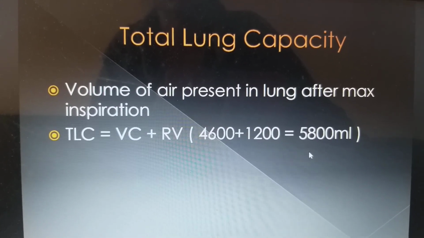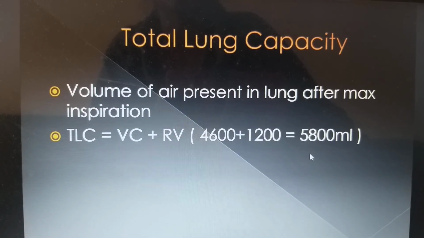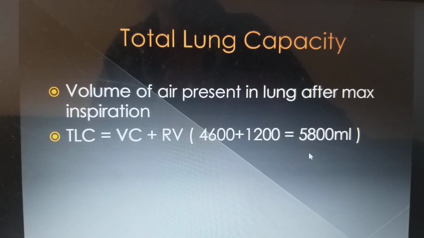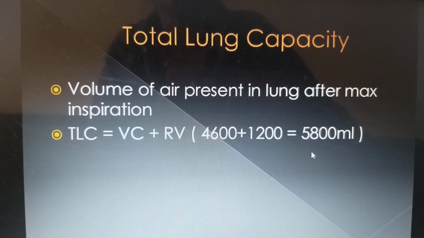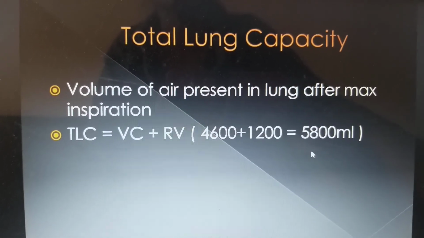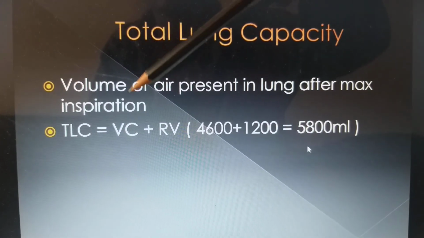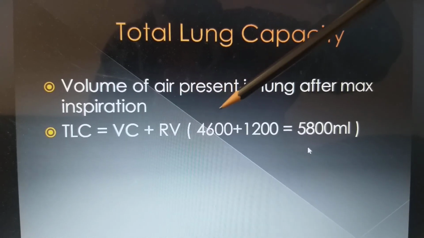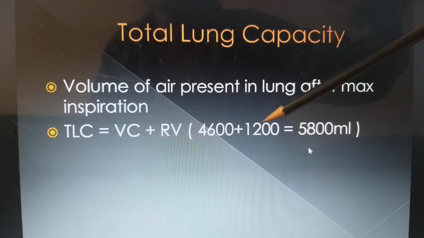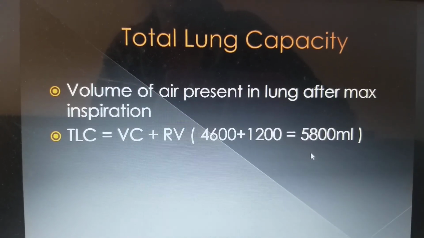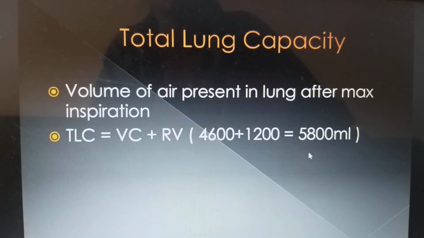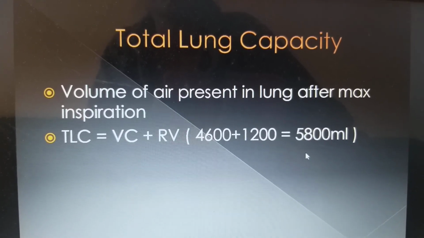Total lung capacity. The volume of air present in the lungs after maximum inspiration we call total lung capacity. Total lung capacity is equal to vital capacity plus residual volume. So that is 4600 plus 1200. That is 5800 ml, our total lung capacity.